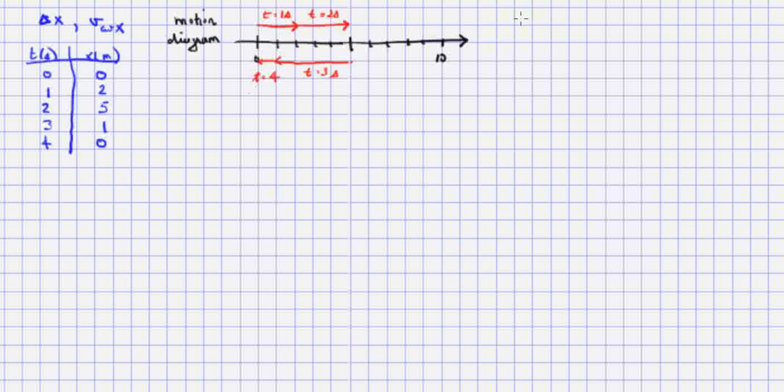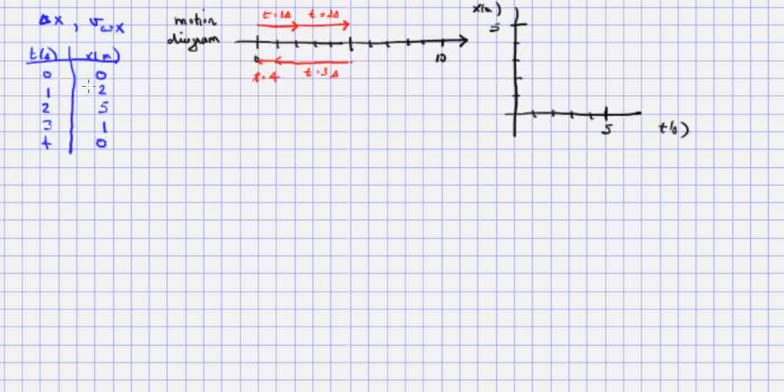I'm going to make my x be vertical, like this. The vertical is x in meters, and that's going to be 1, 2, 3, 4, 5. And then the horizontal axis is time in seconds. 1, 2, 3, 4.